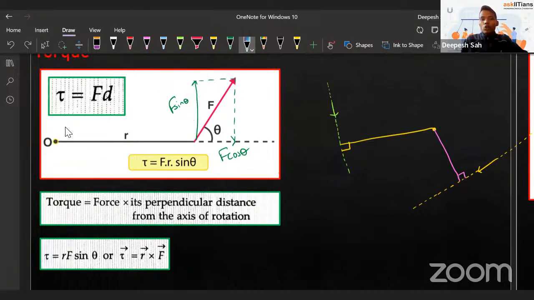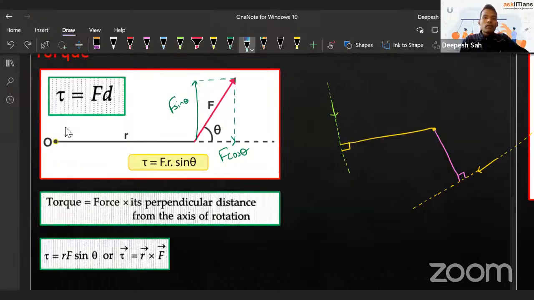Now this cos component has no use in rotating a body. It's just like if you take a gate and you start pulling it rather than opening it, you are just pulling it from the hinges. So it will just come out of that particular thing. Yes or no? So the cos component is completely useless for creating torque. Only the sine component is useful, or I can say the perpendicular force is useful.